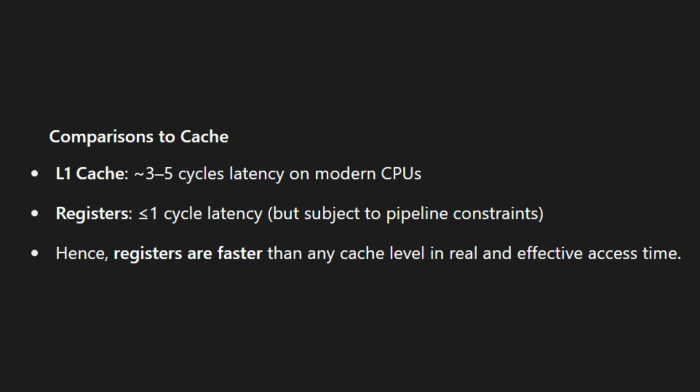When we compare to cache, we have the L1 cache, 3 to 5 cycles latency on modern CPUs. Registers would be less than or equal to 1 cycle latency, but subject to the pipeline constraints. So registers are faster than any cache level in real and effective access time.